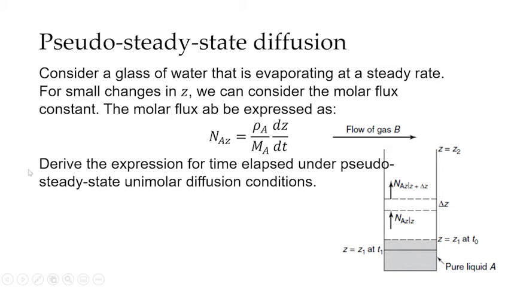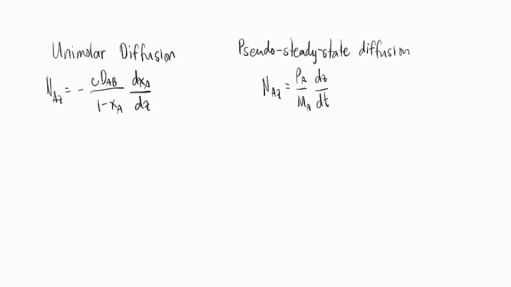Now, let's try to derive the expression for time elapsed under pseudo-steady-state unimolar diffusion conditions. For this derivation, we will be starting with our equation for unimolar diffusion. This is what we have derived earlier. Before we can integrate, we simply have to separate the variables. Separating, we have N_Az multiplied by dz is equal to negative C D_AB times dx_A over 1 minus x_A.